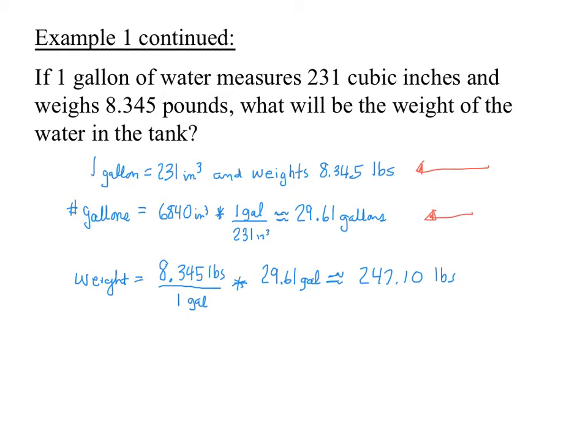So now we calculate the number of gallons first, and we see that it's equal to 6,840 cubic inches times 1 gallon per 231 cubic inches. The cubic inches cancel, and we divide 231 into 6,840, and we get approximately 29.61 gallons. Now we take the gallons to find out how much weight we have, since each gallon is equal to 8.345 pounds. We multiply that by 29.61 and we get a total of 247.10 pounds.